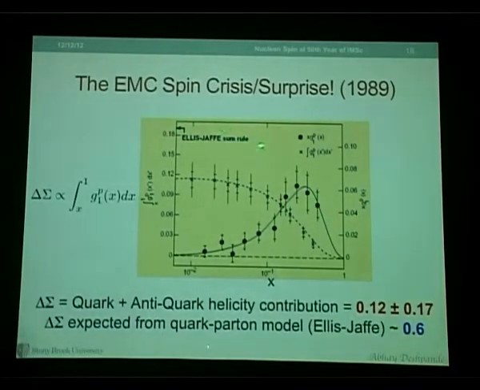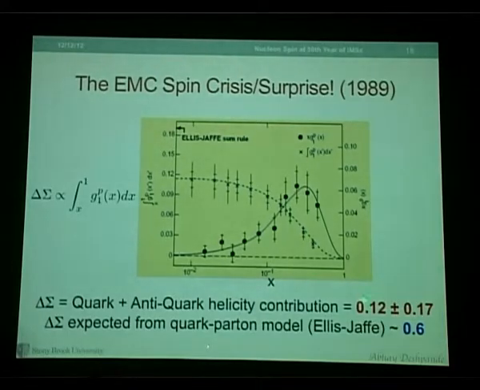This was what was expected. This is the value of expected delta, the value of the G1 spin structure function integrated over the range in X. What we saw was this curve right here in 1989, 1990. And the delta sigma, the quark-anti-quark helicity combination, came out to be 0.12 plus or minus 0.17 when it was expected to be around 0.6. And this 0.6 is the relativistic correction that will take it from 1 to 0.7, so lower.